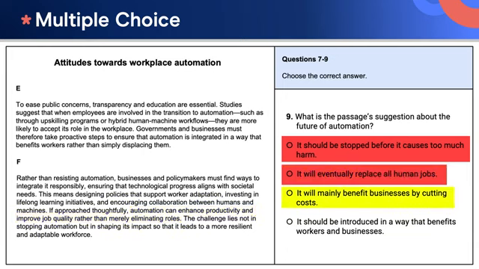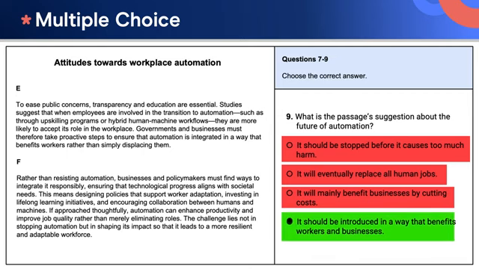The third option says automation will mainly benefit businesses by cutting costs. The text states that businesses will benefit, but it also stresses the need to help workers. Paragraph E talks about ways that benefit workers, and paragraph F mentions how automation could improve job quality. This option is incorrect. So far, we've eliminated all three options, which tells us the final option should be the correct answer, but we still need to check the information and confirm this.